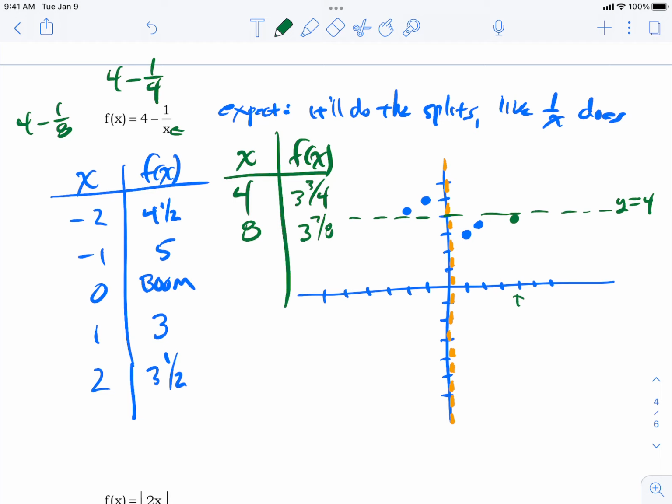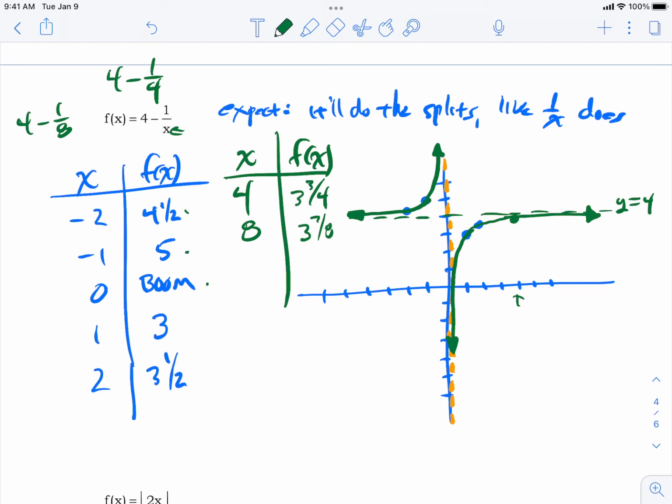And notice we got enough information to finish our graph because I know that it's going to go down along that asymptote. It's got to go through the points that I found, and it's got to hug that asymptote. The graph has to look something like that. And then over here, same deal. It has to hug that asymptote. It has to go through the points I found, and it has to climb up along that asymptote.